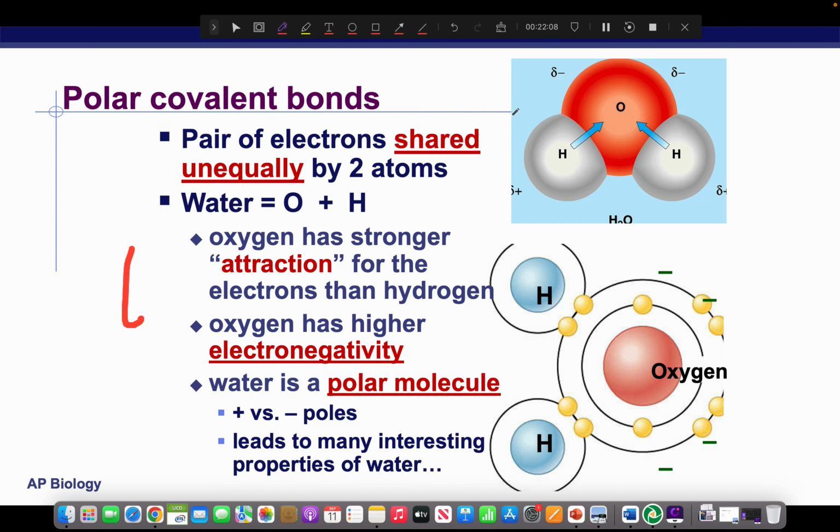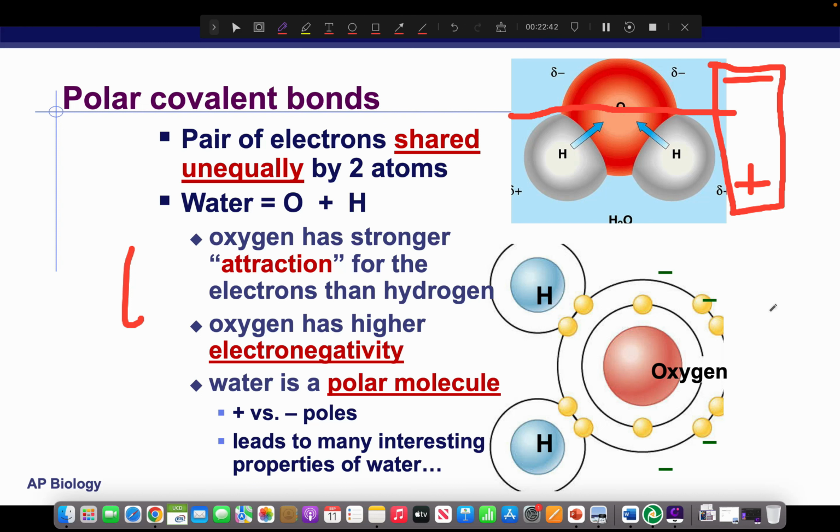Because of that, notice how we can create this line. And this side of the molecule up here is more negative than this side of the molecule down here. Because we're able to make this line, we can delineate a negative part of the molecule and a positive part. We call this a polar molecule. Here's the negative pole, and here's the positive pole, just like a magnet or a battery.